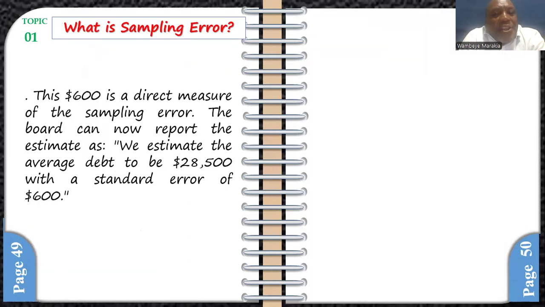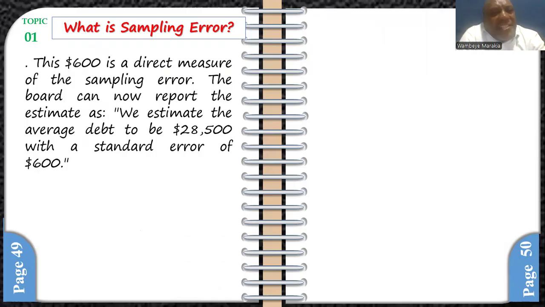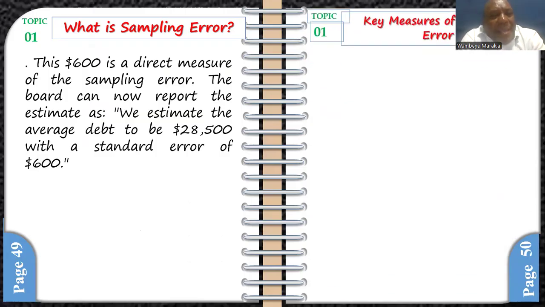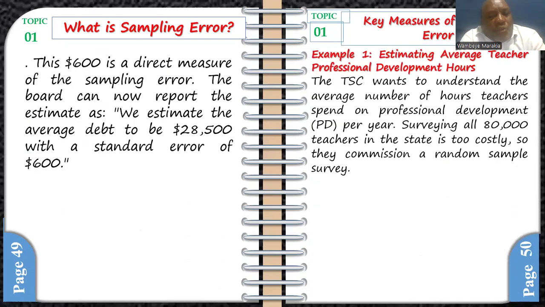Then we move on to how we can use this information. This $600 is a direct measure of the sampling error. The board can now report the estimate as: we estimate the average debt to be $28,500 with a standard error of $600. Here is another example.